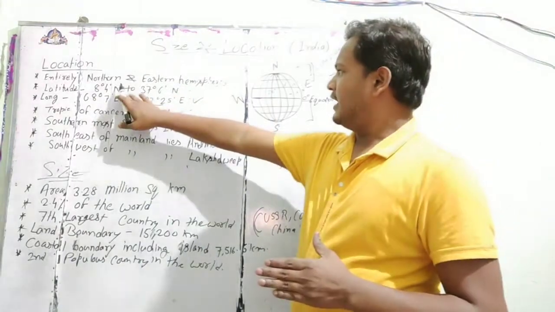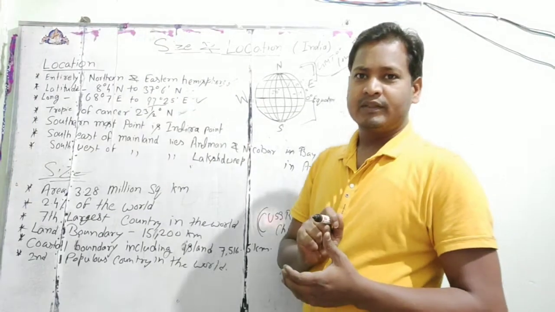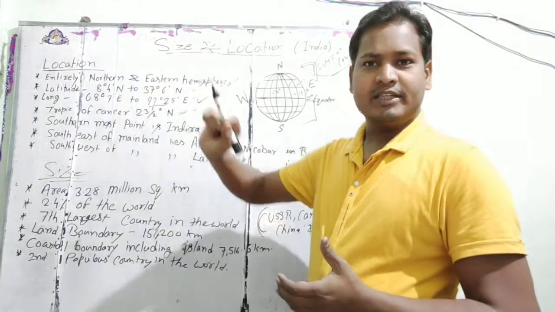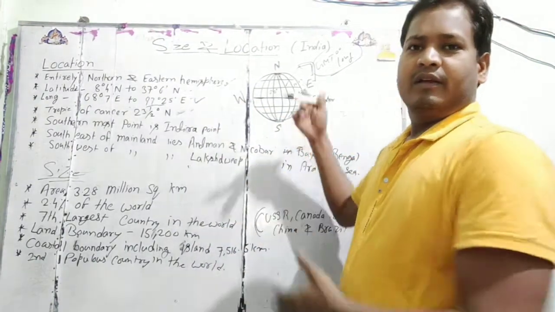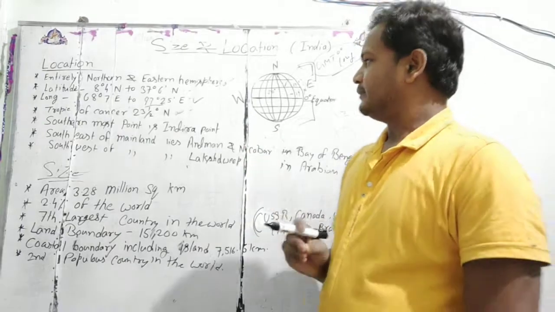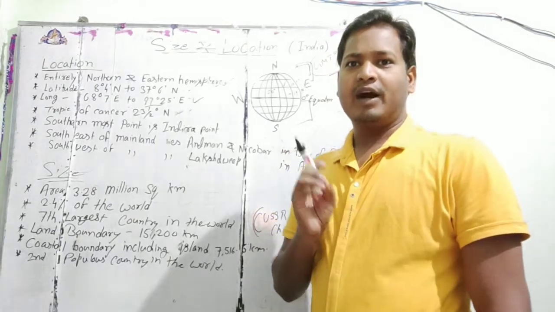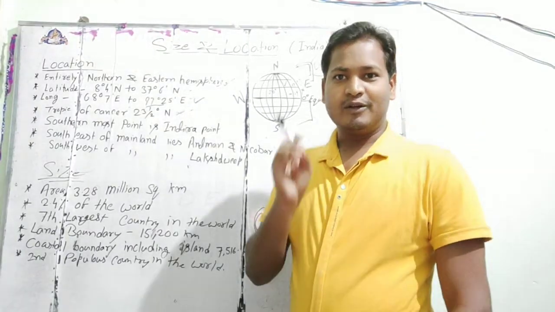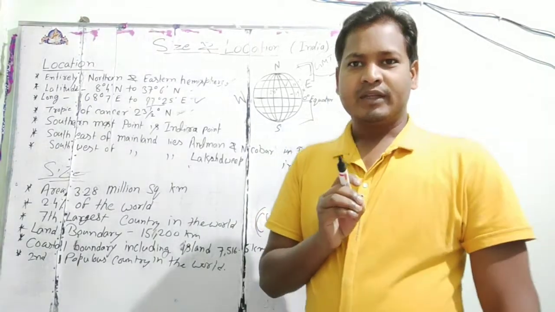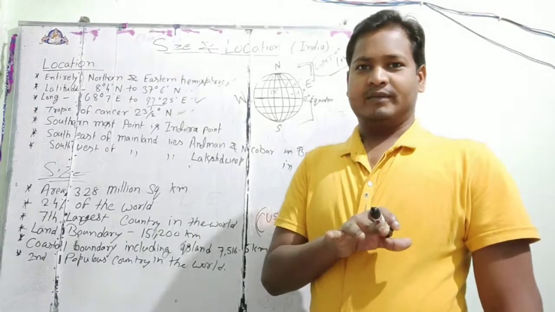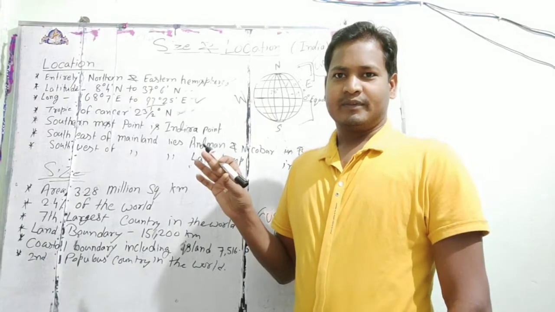Again, we have discussed that latitudinal extension of India starts from 8 degree 4 minute north up to 37 degree 6 minute north. That means it is entirely located in the northern hemisphere. Again, the southernmost point of India was Indira Point. Was, not is. In 2004 tsunami, it got submerged in water. So I said was. Understood?